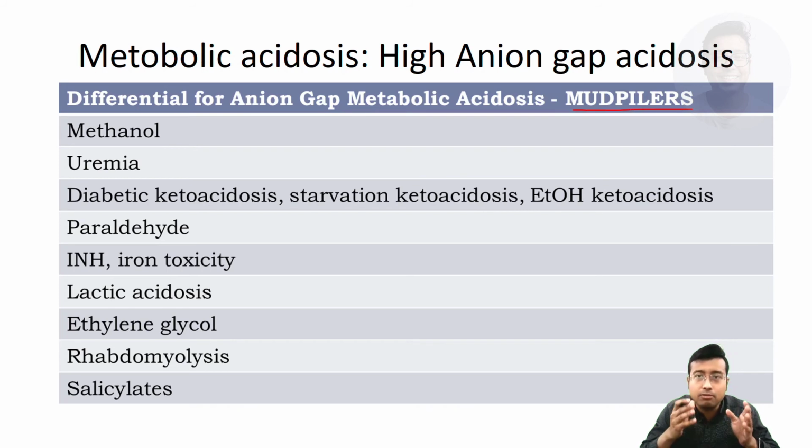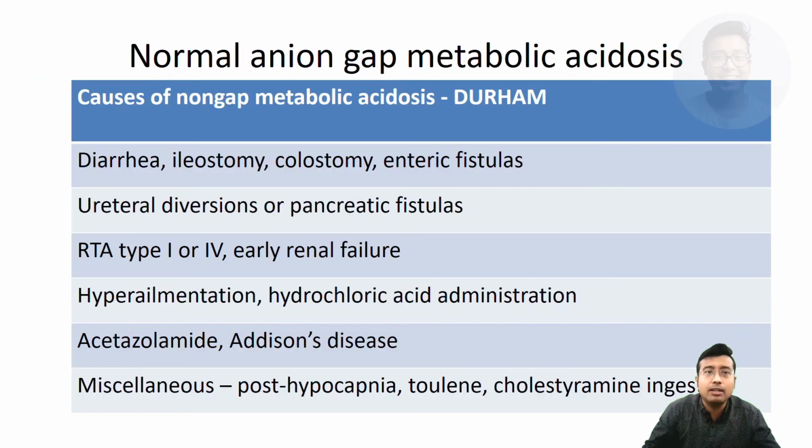I will allow you to pause this video and look at these reasons. Okay, we'll move on. This is mainly for MCQ purposes, because we will be given each of them and you need to mark which one contributes to a high anion gap. Similarly, for normal anion gap, the mnemonic is DURHAM. There are multiple diseases, and each of them you will know in much more detail by the time you reach final year.